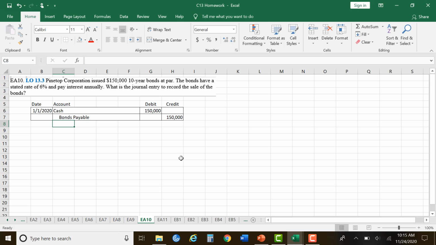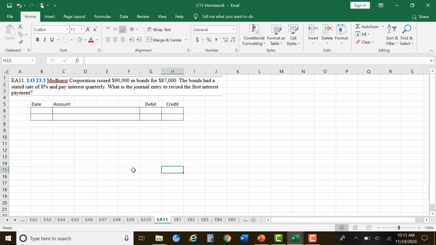Then for 11, we have Medhurst Corporation issued $90,000 in bonds for $87,000. So they sold them at a discount. They sold them for less than the bonds payable. The bond had a stated rate of 8% and pay interest quarterly. What is the journal entry to record the first interest payment?